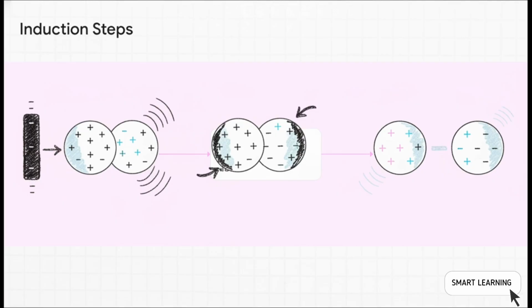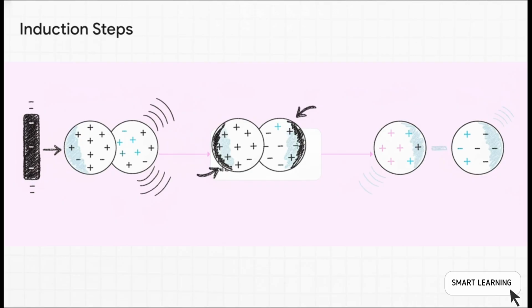Step 1. Imagine two totally neutral metal spheres touching each other. We bring a negatively charged rubber strip very close to them, but we do not let it touch. Step 2. Because we know like charges repel, the free electrons inside those metal spheres desperately want to get away from that negative strip. They are repelled all the way to the far side of the second sphere.